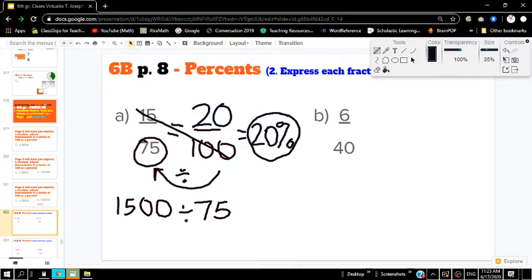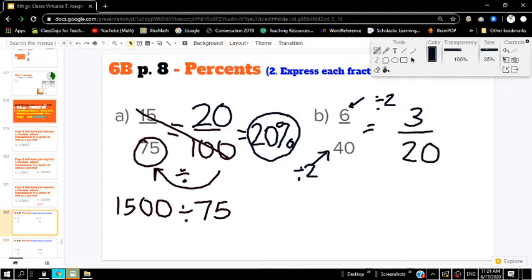Let's do letter B. Well, with this fraction, we can simplify if we really want to. I know that 6 and 40 are both even numbers that can be divided by 2. I think that's probably the only one, right? So let's actually divide both of those by 2 before we even change that to a percent. Divide 6 by 2 and divide 40 by 2. So our new fraction equals 3/20.